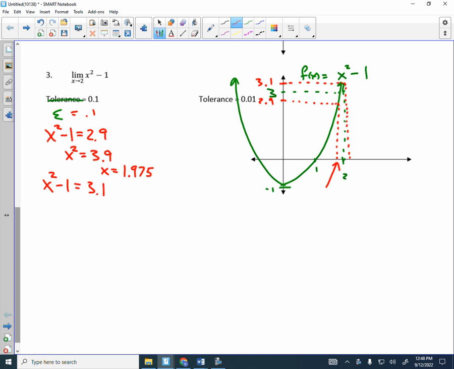So that spot right there is 1.975. Okay, and then for the other one, we have x squared is equal to 4.1. So that should be a value a little bit above 2. So 2.025. Okay.